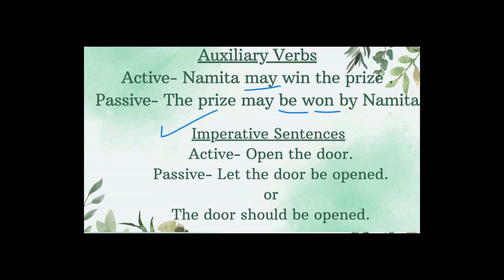Now imperative sentences, in which you suggest, advise or request; so many conditions are there in imperative sentences. Here is one imperative sentence: open the door. This is an order. When you change it into passive voice, it can also be changed in two ways. The first is: let the door be opened. So you will add let and be, and obviously the third form of the verb. And the next is: the door should be opened. So these are the two ways by which you may transform imperative sentences from active into passive voice.